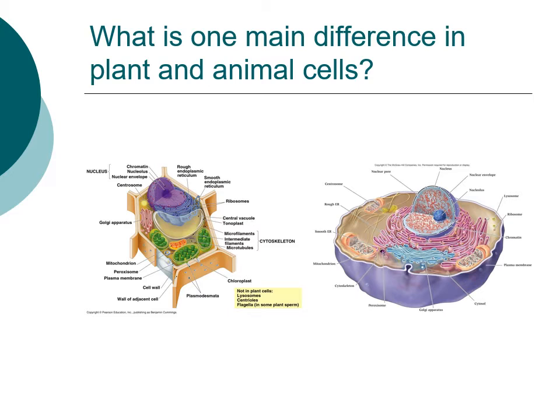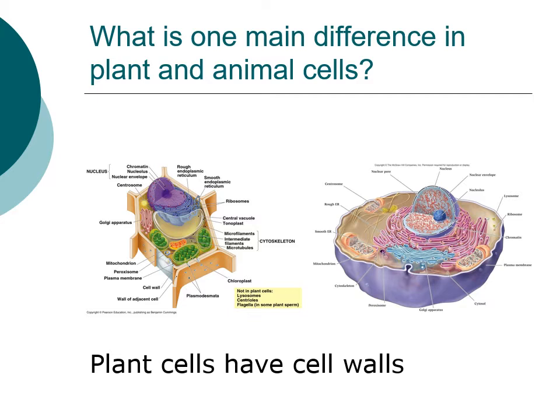So we have to first think about what's that main difference between plant and animal cells? And the main one that is going to be important for osmosis is this cell wall. Plants have cell walls. Yes, plants have chloroplasts and animal cells don't, but in terms of osmosis, the thing that's going to be the most important difference is that plant cells have cell walls.